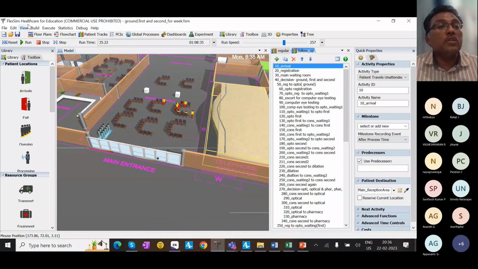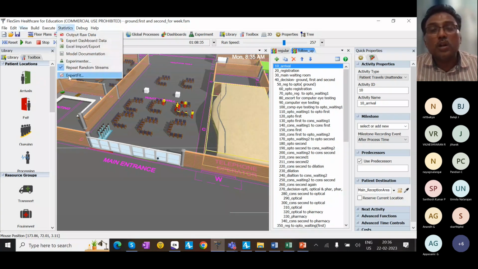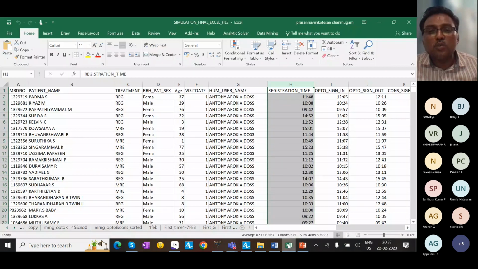I'm just showing in the software a tool called Expert Fit. What we need as features are the random parameters associated with your system. You can feed all these randomness to your model, like arrival and service time. Suppose a first-time patient may come for retina, cornea or glaucoma, and you do not know that. So you have to collect this data from the hospital.